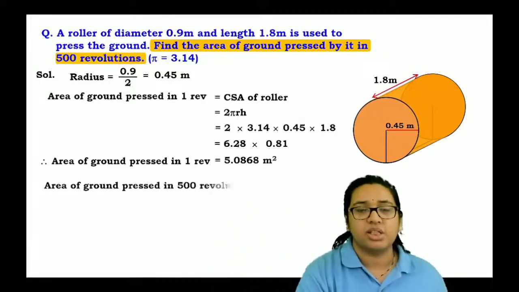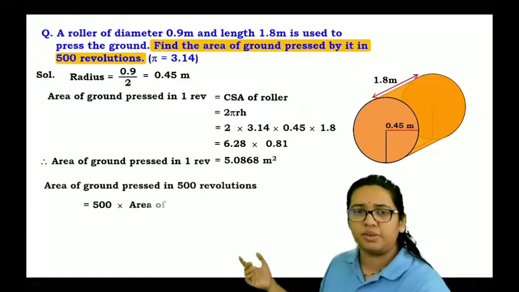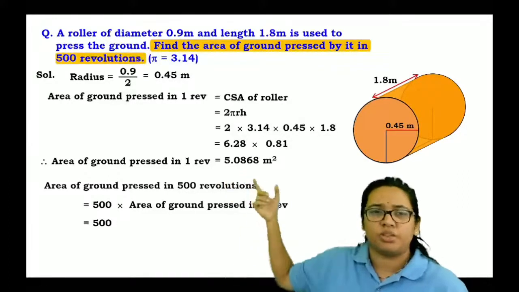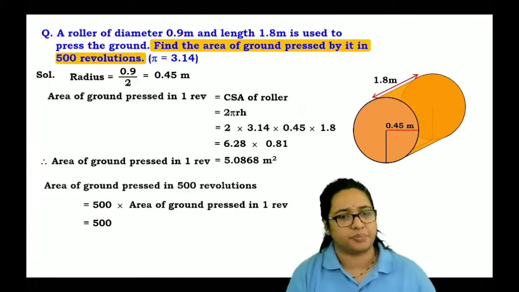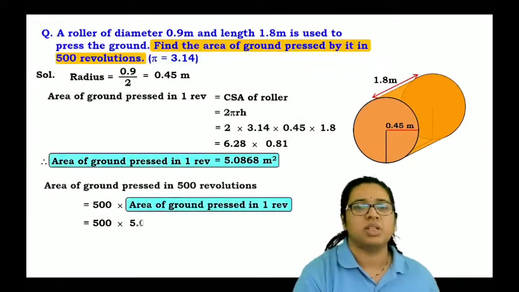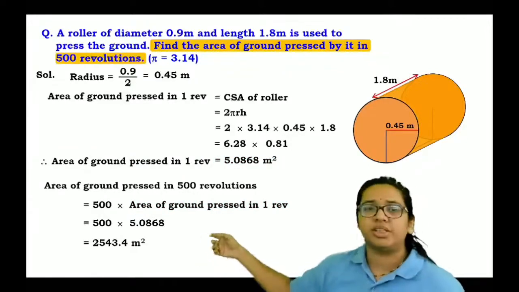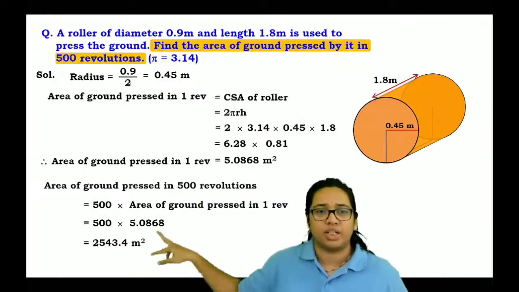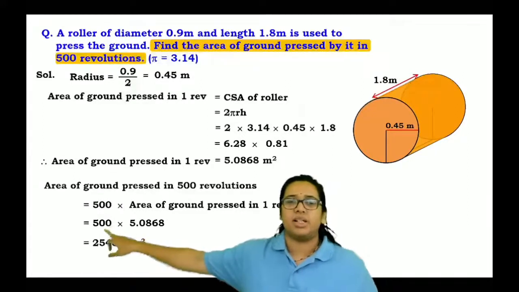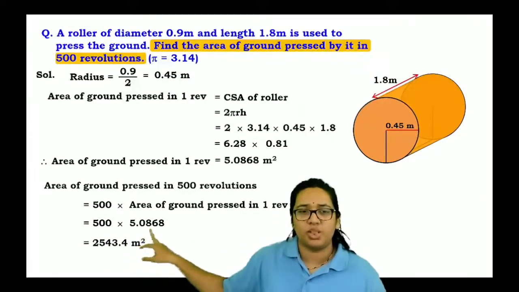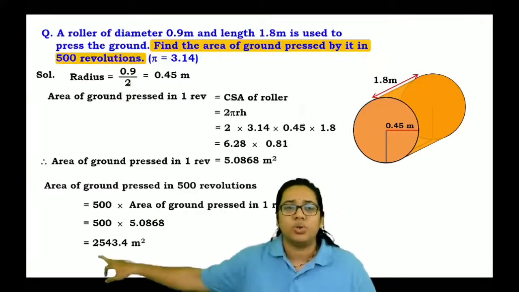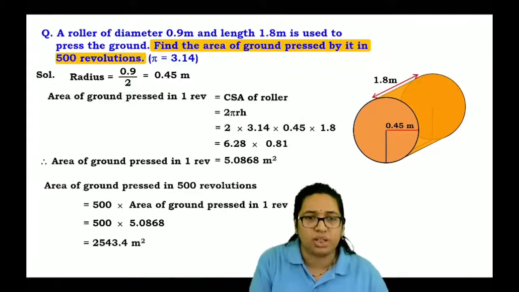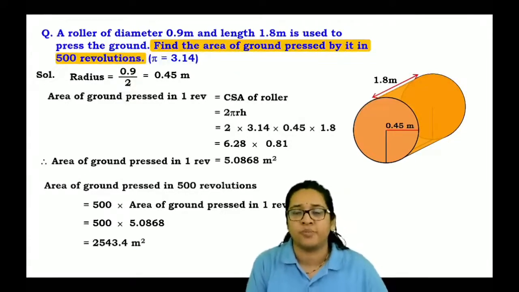But we have to find what will be the area of the ground pressed by it in 500 revolutions. So just multiply it by 500. 500 into the area of the ground pressed in one revolution. Are you getting this one? Clear हो रहा है ये? So 500 into 5.0868. So after calculating this, obviously, as there are two zeros, the decimal point will shift for the next two steps. So your answer will be 2543.4 square centimeter. क्लियर हुआ था क्या?